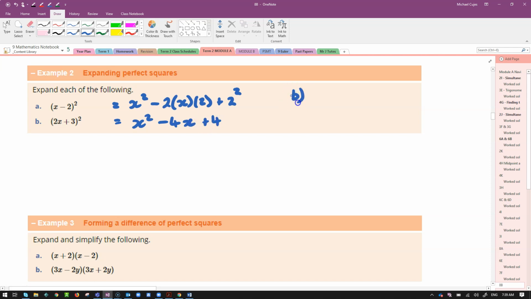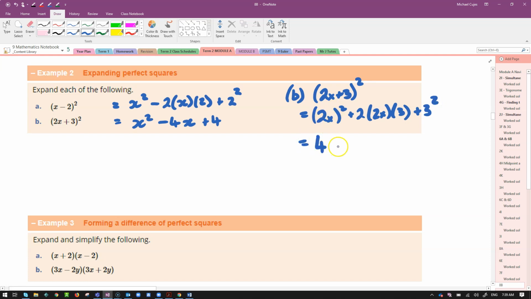If we have a look at b, 2x plus 3 all squared, well, that's going to be 2x all squared plus 2 times 2x times 3 plus 3 squared. 2x all squared, so 2 times 2 is going to give me 4, and x times x is x squared. Now the middle term, it's positive. 2 times 2 is 4, times 3 is 12, and there was an x there, so 12x. And then finally 3 squared is 9.